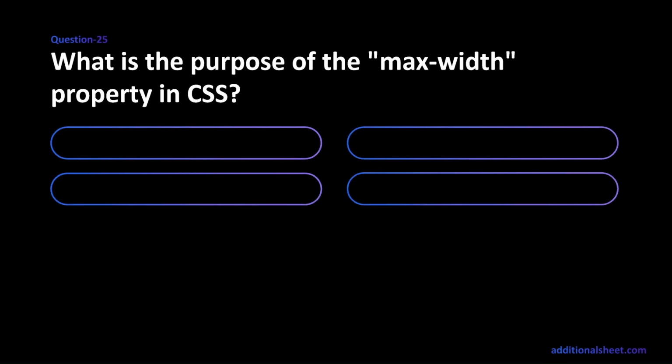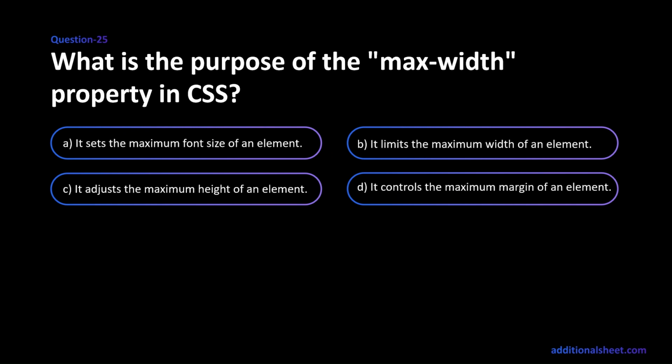Q25. What is the purpose of the max-width property in CSS? Options are: A. It sets the maximum font size of an element. B. It limits the maximum width of an element. C. It adjusts the maximum height of an element. D. It controls the maximum margin of an element.